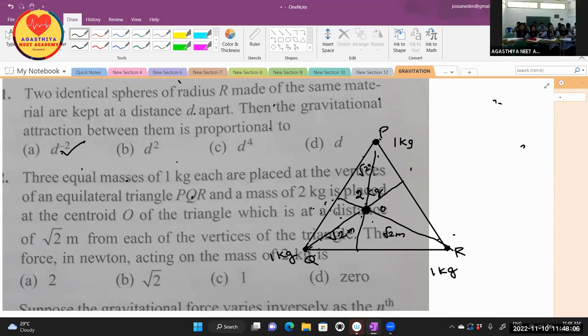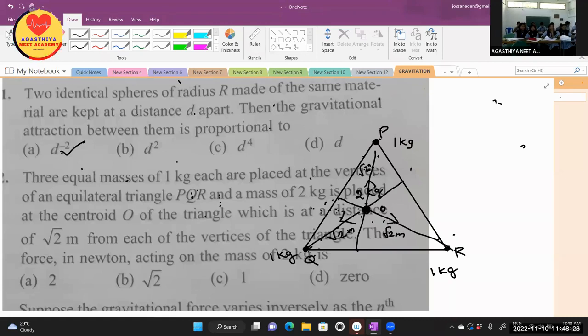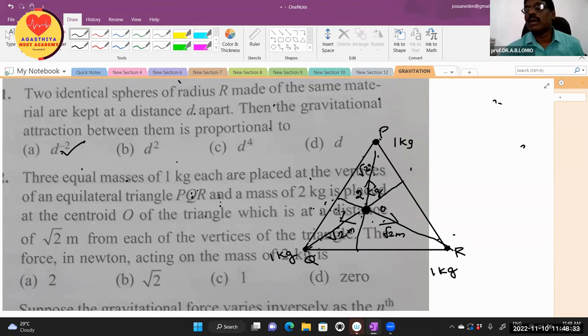See this diagram. The reference point is O. This mass at O is attracted by the mass placed at P. This mass at O is attracted by the mass placed at Q. Similarly, the mass placed at the centroid is attracted by the mass placed at R. Let us calculate the force one by one.